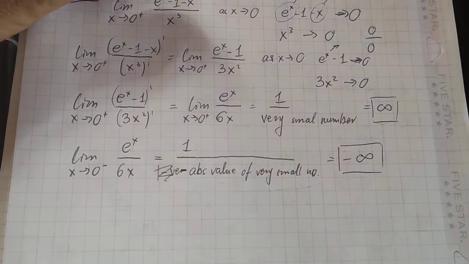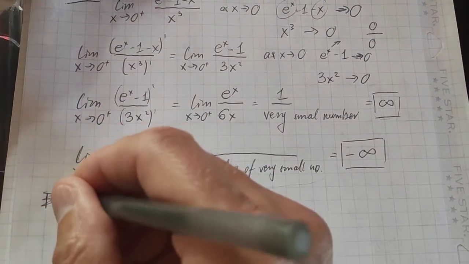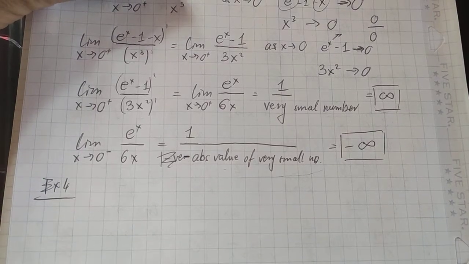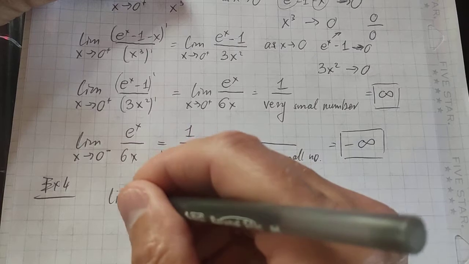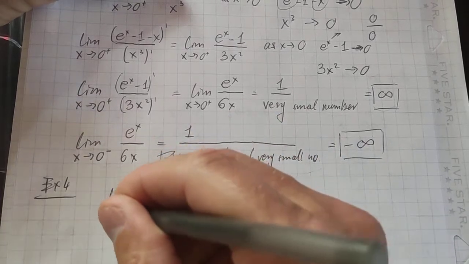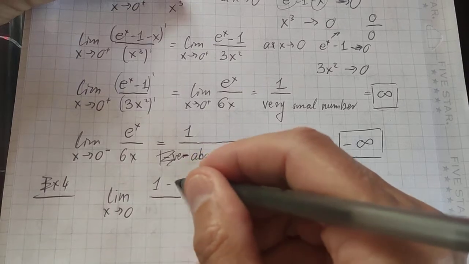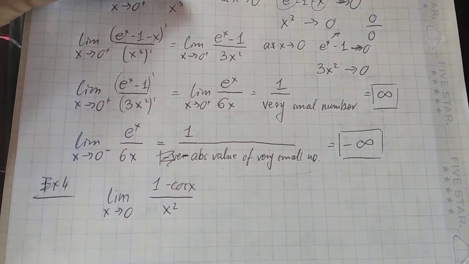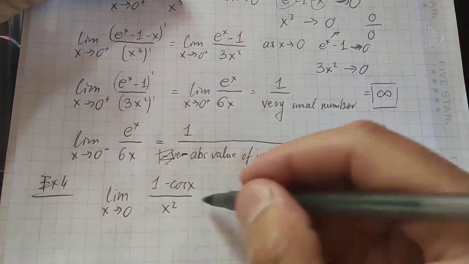Okay, let's look at another example. Quite interesting. Okay, so yeah, the same thing. We need to evaluate the limit as x goes to 0 of 1 minus cosine x over x squared. Okay, so again, we try to analyze it, right?